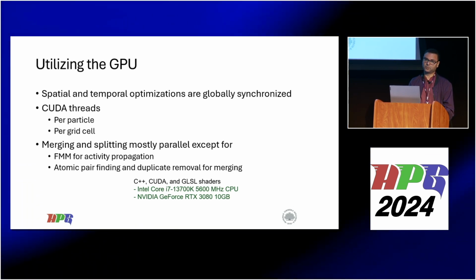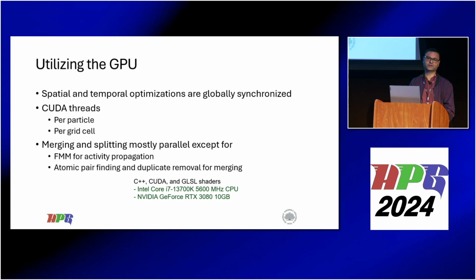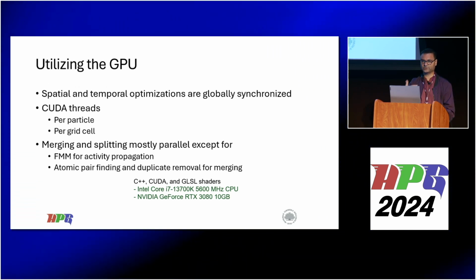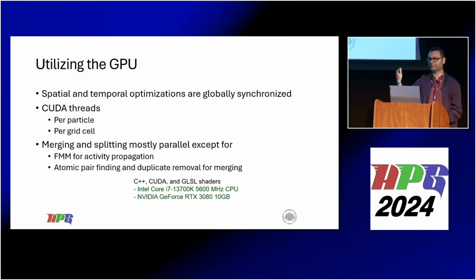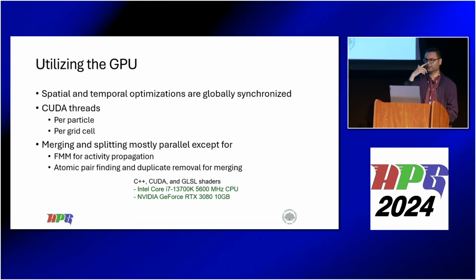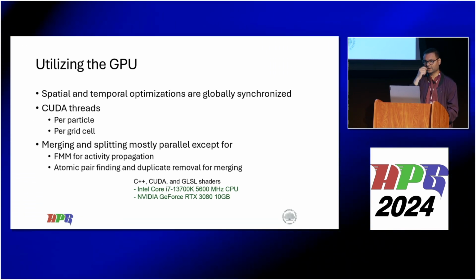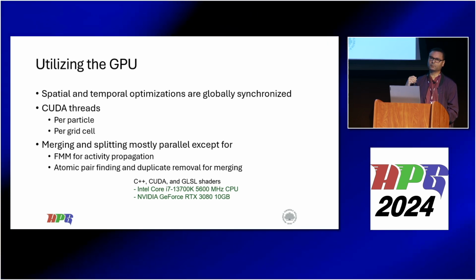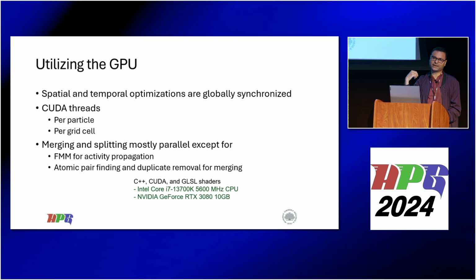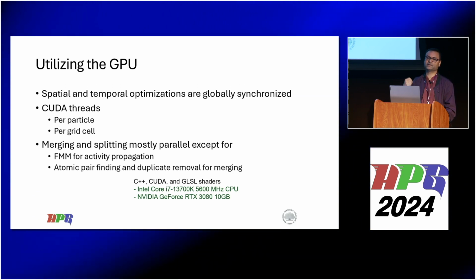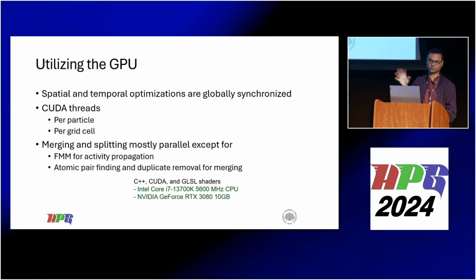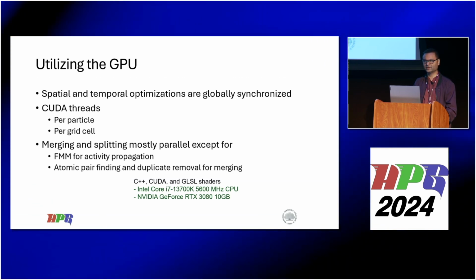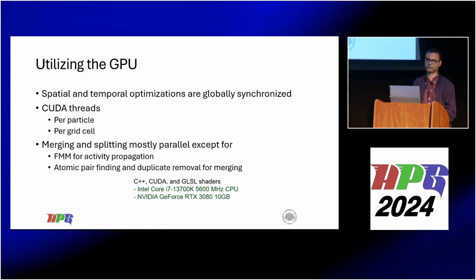There are certain inexpensive components in our simulation that could not be completely parallelized. One of them is FMM, the fast marching method to determine the regions for the next frames. So we do it in a sequential way. The other one is when merging pairs are identified, which sometimes requires atomic operations for bookkeeping. Those two parts are not completely parallel, but we have verified in our experiments that they do not have a very high computational footprint.